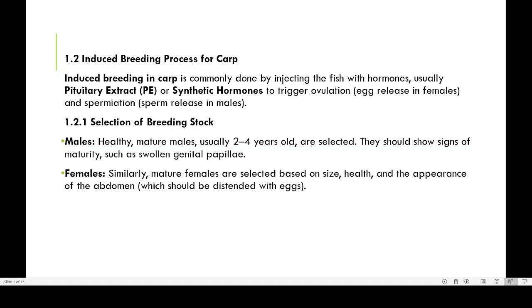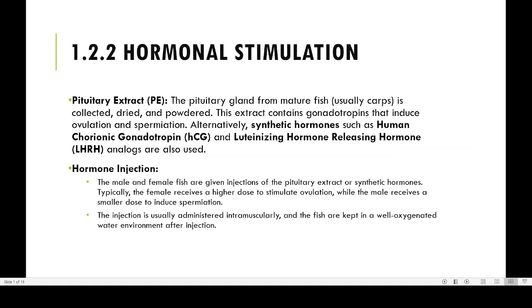Similarly, mature females are selected based on the size of the female, the health of the female, and appearance. Farmers, from their experience, will have an idea that this male and this female are ideal for collecting eggs and sperm. So only fish from the type that produces larger fish with larger body size are normally selected.